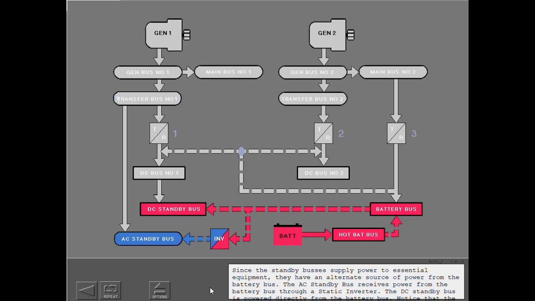Since the standby buses supply power to essential equipment, they have an alternate source of power from the battery bus. The AC standby bus receives power from the battery bus through a static inverter. The DC standby bus is powered directly from the battery bus. Notice that the battery can also supply power to both AC and DC standby buses. A fully charged battery will provide a minimum of 30 minutes of standby power.